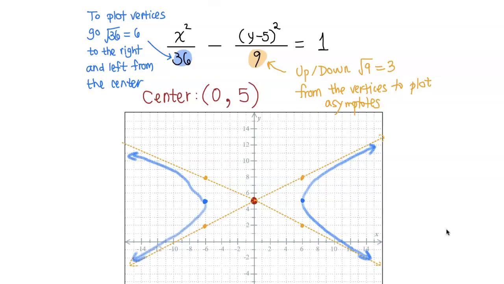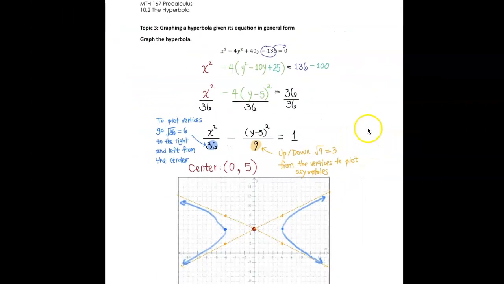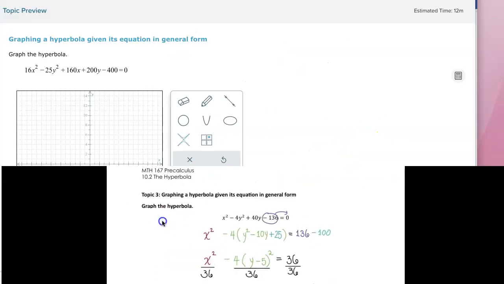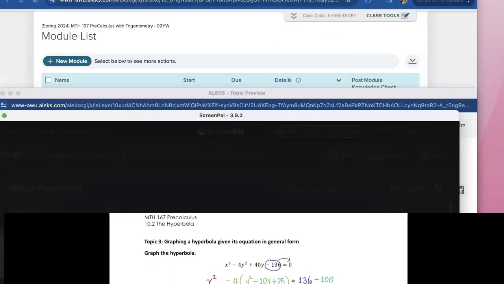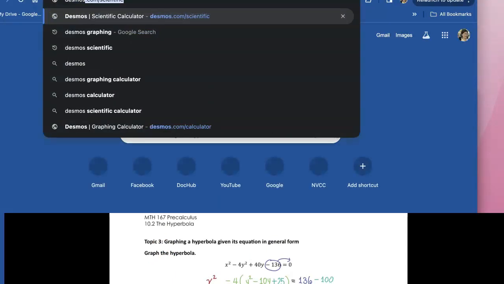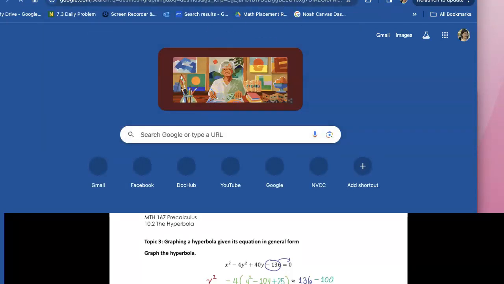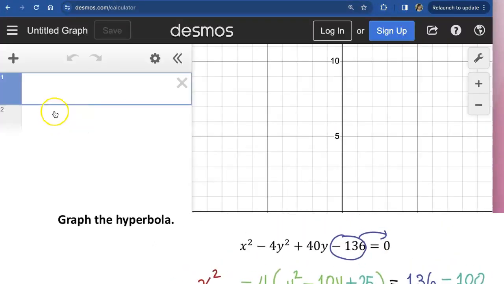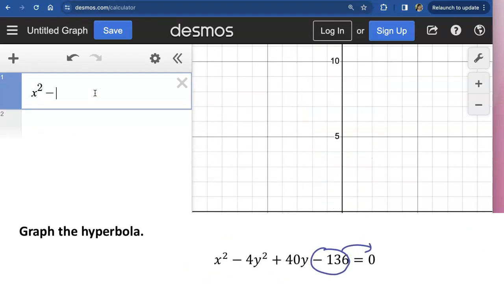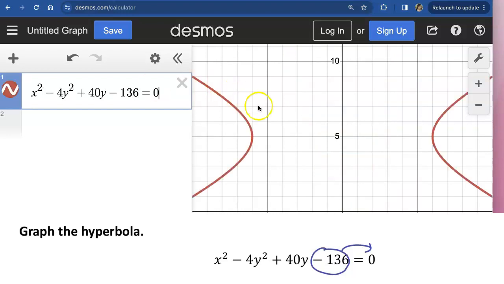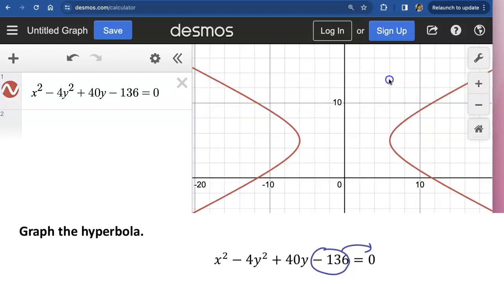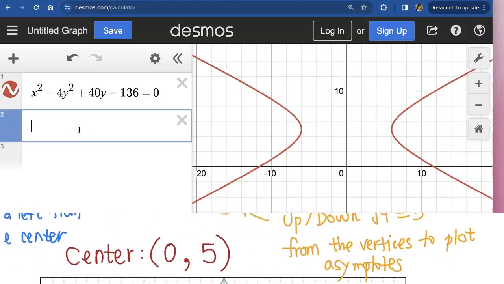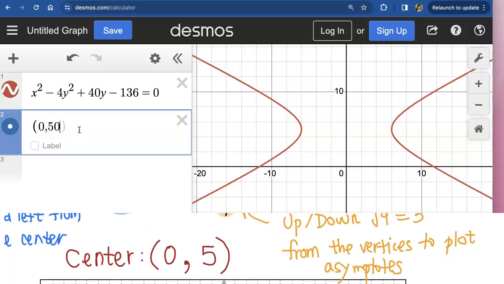I don't think I ever showed you how you can check this using a graphing calculator. So let me do that for you right here, okay? Let me open up Desmos scientific or graphing calculator, okay? So you guys can graph a hyperbola and check it using your graphing calculator. I'm going to type in the equation, which is x squared minus 4y squared plus 40y minus 136 equals 0. Okay, now they don't have the centers and everything plotted, but let me try to plot these important points that we found. We know the center should be at 0, 5. Does it look about right? Yep, to me that looks pretty good.